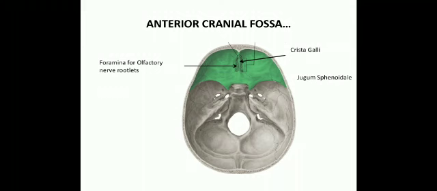Then the body of the sphenoid at the median plane is called the jugum sphenoidale. It separates the anterior cranial fossa from the sphenoidal sinuses. Again, the lesser wing of the sphenoid bone ends posteriorly in a pointed projection known as the anterior clinoid process. Inferiorly, the posterior border forms the upper boundary of the superior orbital fissure.